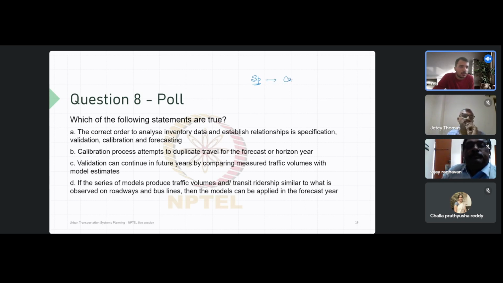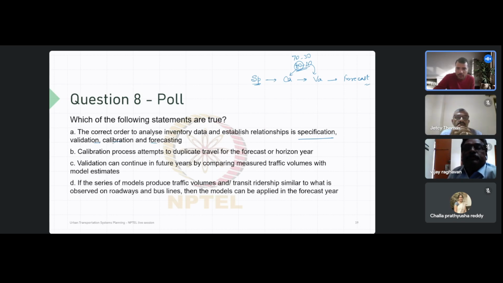Then we calibrate the model using the data that we have. Finally, after calibration, we will validate it to see if it is performing on a data set other than the calibrated data set. So we try to split the data into like 70/30, 80/20 or some other ratio. The bigger portion we will use to calibrate the model and the smaller portion we'll use to validate. And finally, we try to forecast for the horizon year. So that is the order in which we analyze the data: specification, calibration, validation, and forecasting.